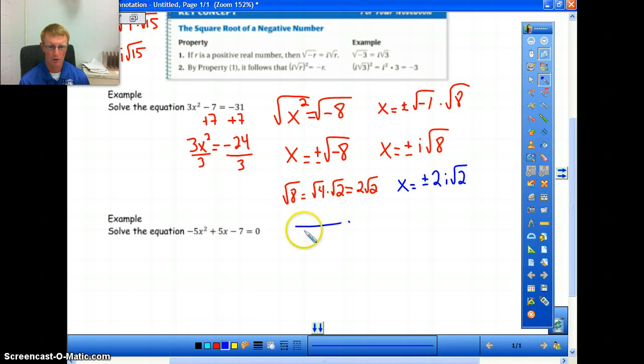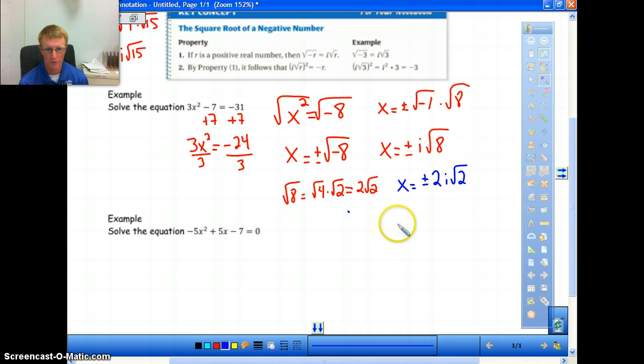All right, let's look at the next example. This next example is very similar, but now we actually have 3 terms here. Because we have 3 terms, we would either need to factor this, but now we're going to use the quadratic formula. If you recall, the quadratic formula is x equals negative b plus or minus the square root of b squared minus 4ac, all over 2a.